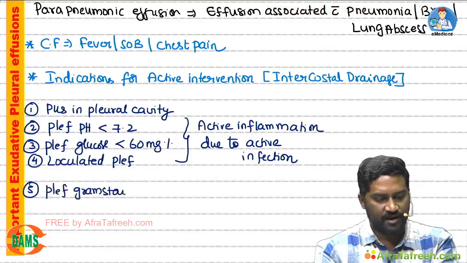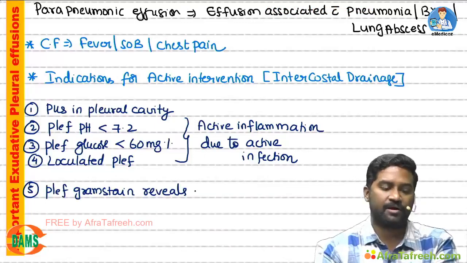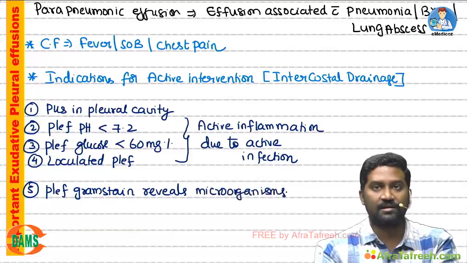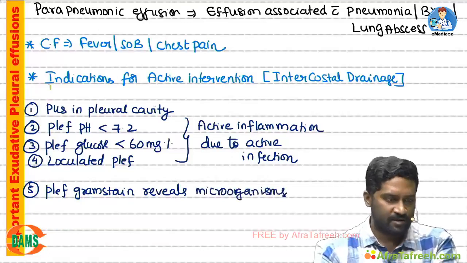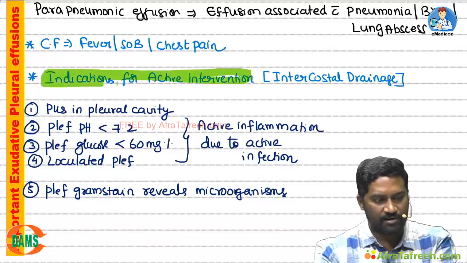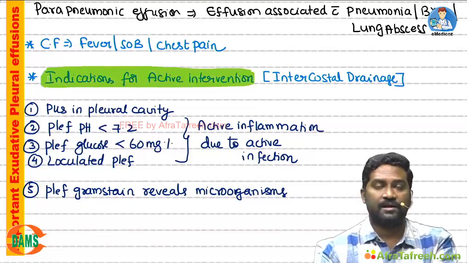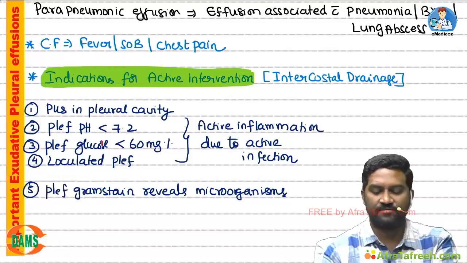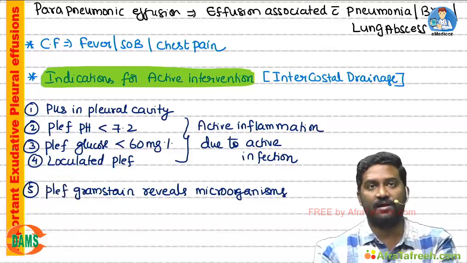You have seen it under the microscope. If it itself shows microorganisms, it means the pleural fluid is actively infected. You should immediately remove it. These are the indications where you might need to completely remove the fluid. Generally, if there is a parapneumonic effusion, if you treat the underlying infection, it is sufficient. But there are a few situations where you should immediately put an ICD.